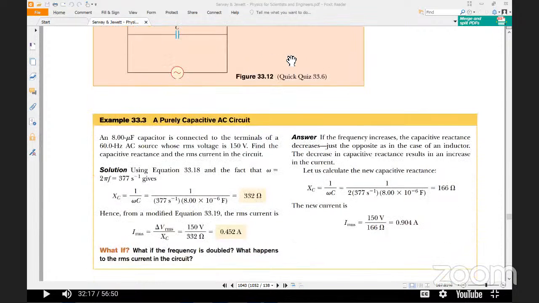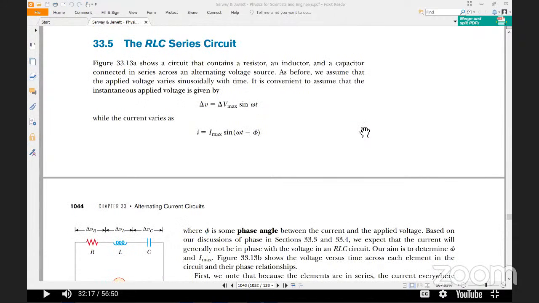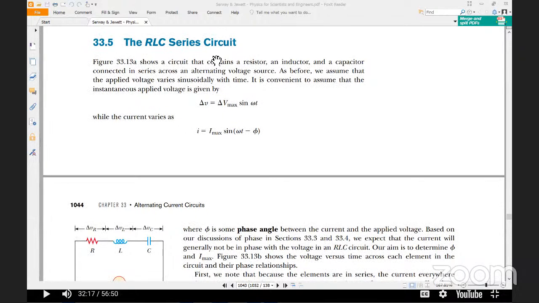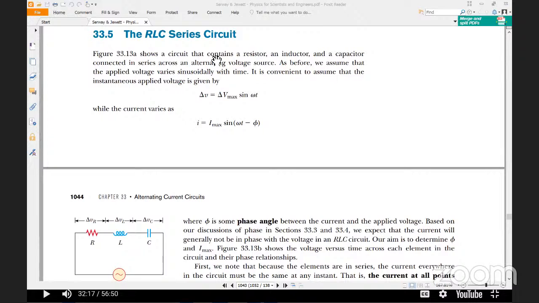Ini saya lanjutkan RLC. Jadi now we move to the RLC circuit. RLC circuit contains this one, resistor, inductor, and capacitor, and attached in the loop. Jadi digabung dalam satu rangkaian tertutup. And the source is alternating current.